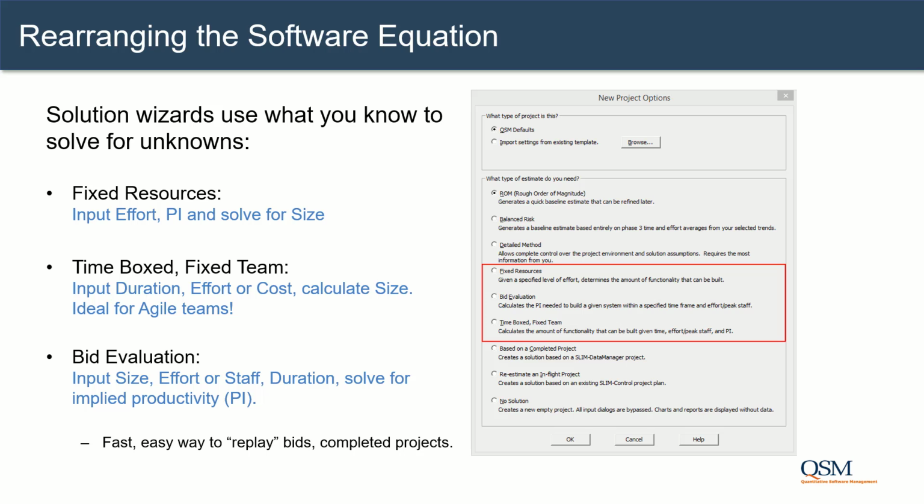The time box fixed team method calculates the delivered size given a certain team size, delivery schedule, and productivity. Good for our agile teams. The bid evaluation method calculates the productivity needed to build a certain amount of functionality within a certain amount of time and effort or budget. This is used to determine the feasibility of bids and benchmarking.